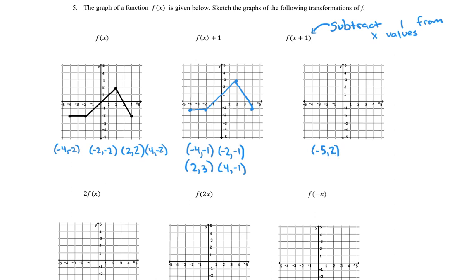And we'll continue. The second point was (-2, -2). Subtracting 1 from the x value will give us (-3, -2). And we can continue with our remaining points to keep subtracting 1 from x. And if we go ahead and plot those points, and let me add my negative value right here, we can go ahead and draw this graph. Let's move on to the next graph.